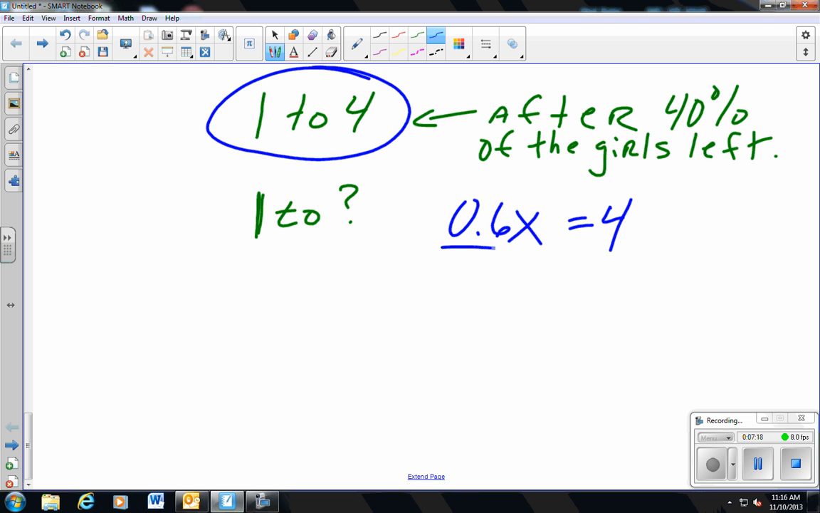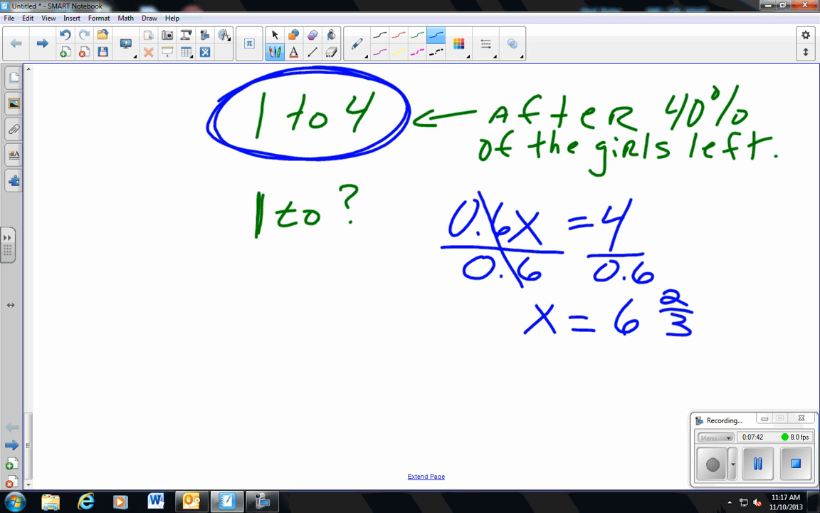Remember, X is how many girls were there at the very beginning. To get X by itself, it's being multiplied by 0.6, so you divide both sides by 0.6. Those cancel, and X would equal 4 over 0.6. If you do that division, 4 divided by 0.6, you get 6 and 2/3. So we know that if it was 1 to 4 after, it was 1 to 6 and 2/3 before. So before any girls left, for every one boy, there were 6 and 2/3 girls.